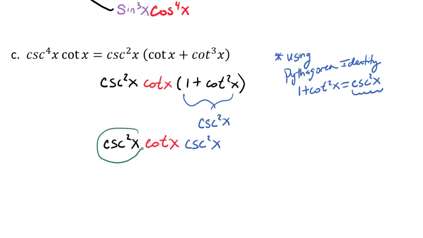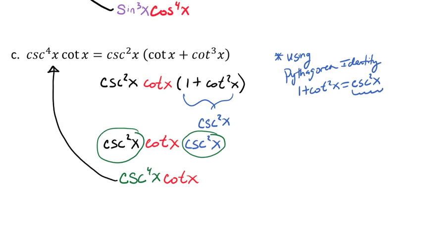Now, we'll combine our like terms. So we can multiply those out, and we get cosecant to the fourth power of x times our cotangent of x. And if we check, we see that we have matched our identity, and we've now verified it. And we're finished.